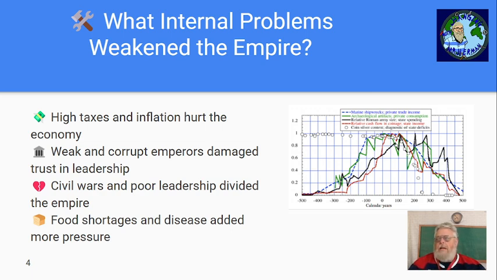Rome had problems bubbling up from the inside. First, the economy was a mess. There were high taxes and inflation, meaning money lost its value.